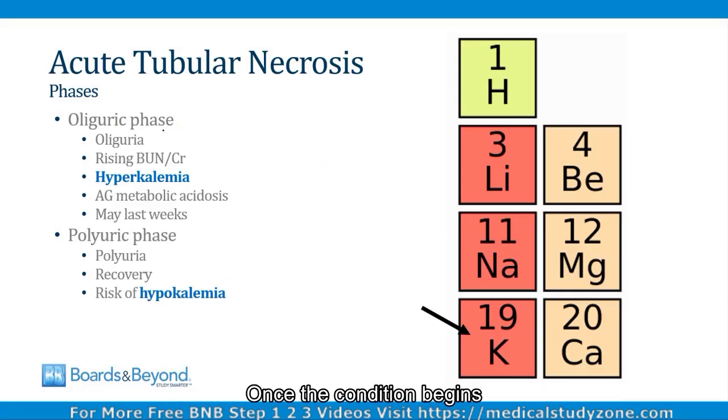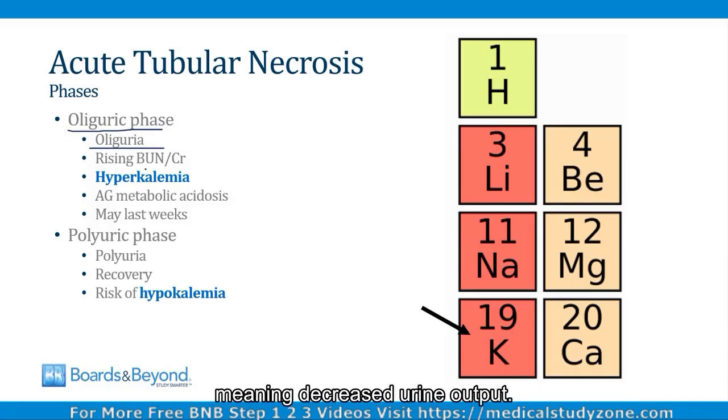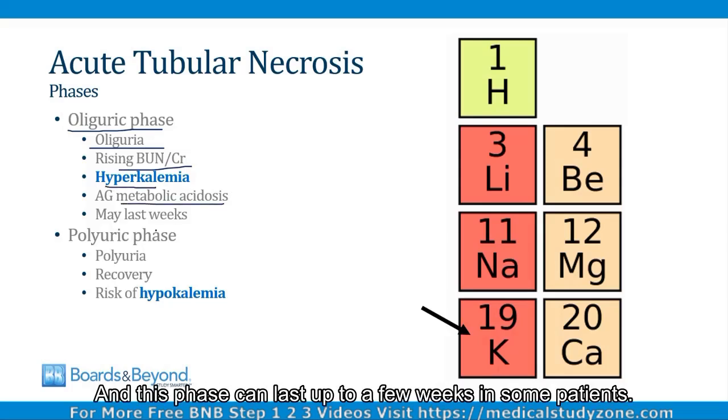Once the condition begins, the patient initially enters what's known as the oliguric phase, and it gets this name because the patient will have oliguria, meaning decreased urine output. The BUN and creatinine will rise, and the patient can develop hyperkalemia, as well as a metabolic acidosis. And this phase can last up to a few weeks in some patients.